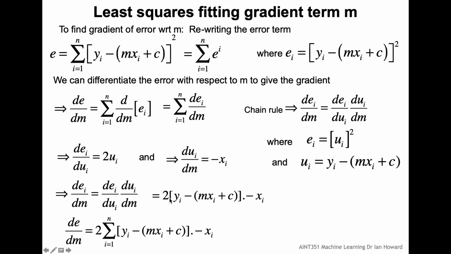We take the 2 outside here. This is the first expression here and the second expression, they stay the same. We can just slightly rearrange that. So we can take the negative sign out from the xi, and we move the xi forward. So this gives us a nice expression for dE/dm, right? That's giving you the error gradient with respect to the parameter m. And now we're halfway there.